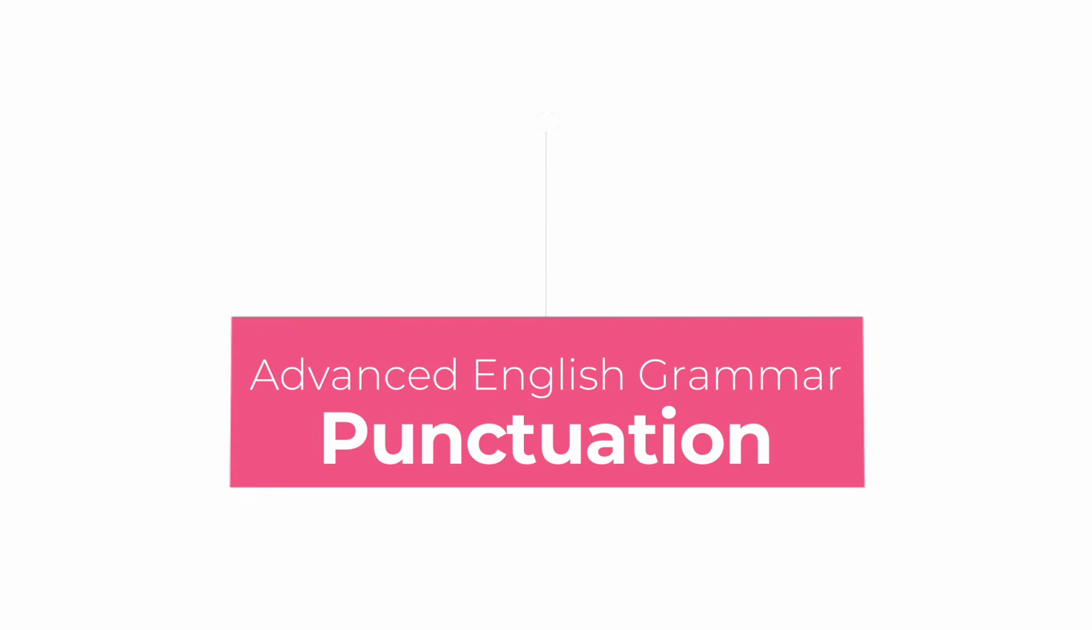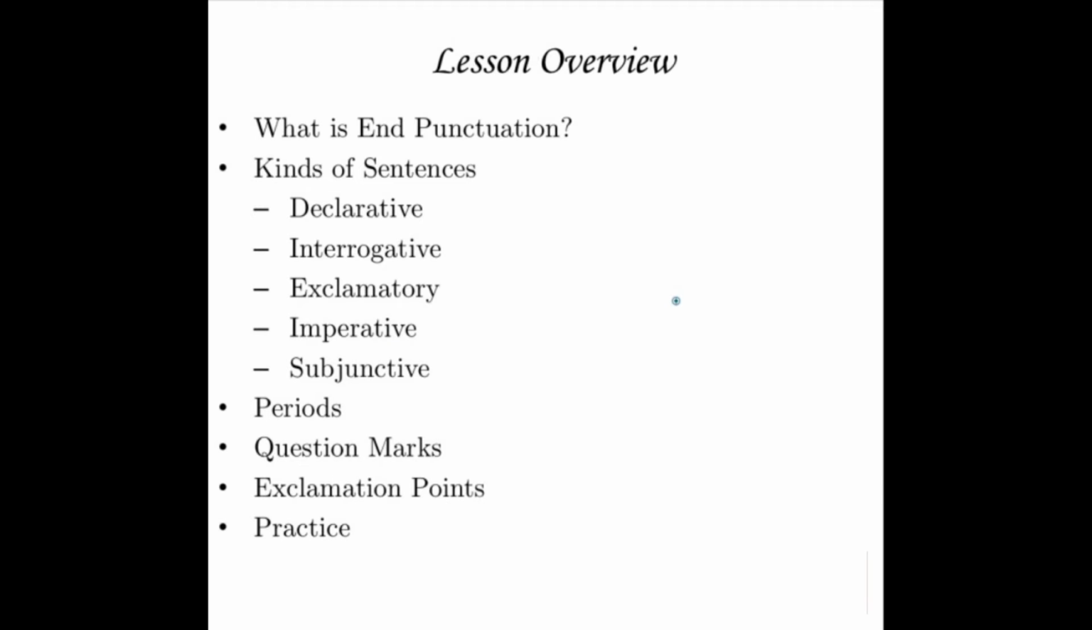This lesson is on end punctuation. Let's get started. All right, we're going to look at the question of what end punctuation actually is. It pretty much only boils down to about 3 options. We're going to look at the kinds of sentences which require different kinds of punctuation. So we're going to look at declarative sentences, interrogative, exclamatory, imperative, and subjunctive.